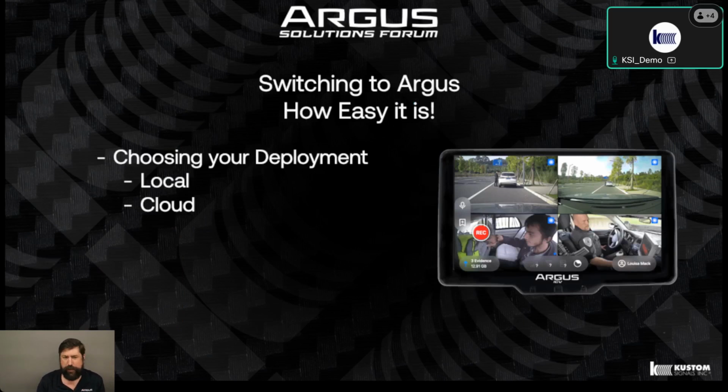You can figure out, okay, I know I want this many body-worn cameras, or I have this many vehicles, so I need this many in-car vehicle systems. But how do we want to deploy that Argus Data Vault, our server and our storage? What is best for your department?